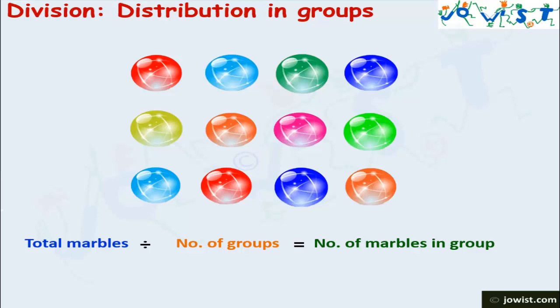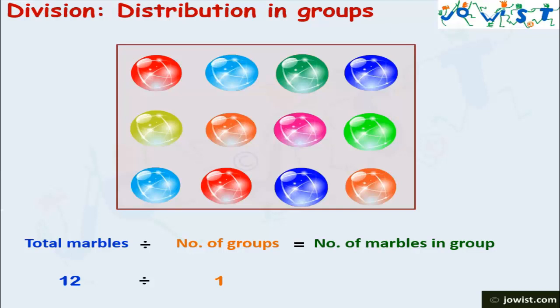So let's make one group. How many marbles are there in the group? Yes, we have 12 marbles. So we can write it as 12 divided by 1 is equal to 12. What does it mean? Do you know? Yes, it means that we have one group of 12 marbles.